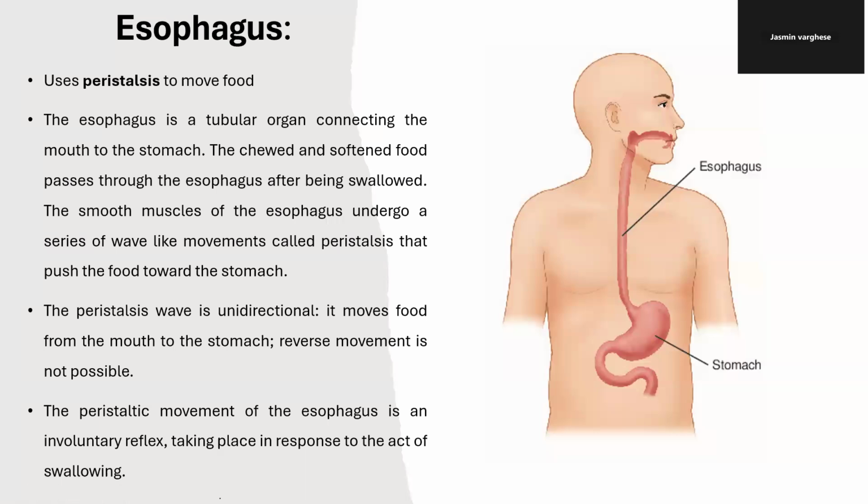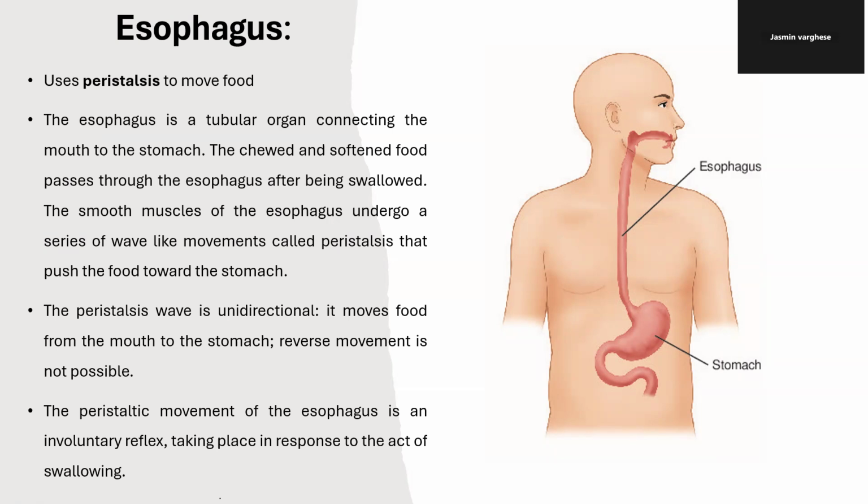Esophagus. It uses peristalsis to move food. The esophagus is the tubular organ connecting the mouth to the stomach. The chewed and softened food passes through the esophagus after being swallowed. The smooth muscles of the esophagus undergo a series of wave-like movements called peristalsis that push the food towards the stomach.